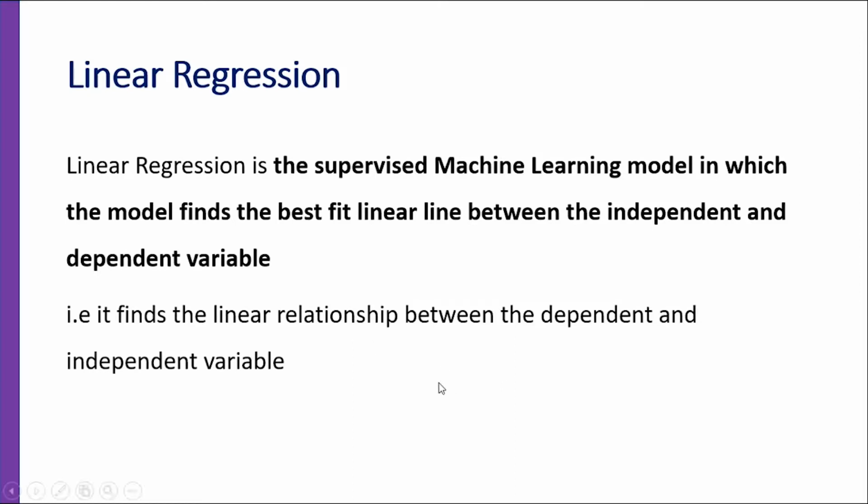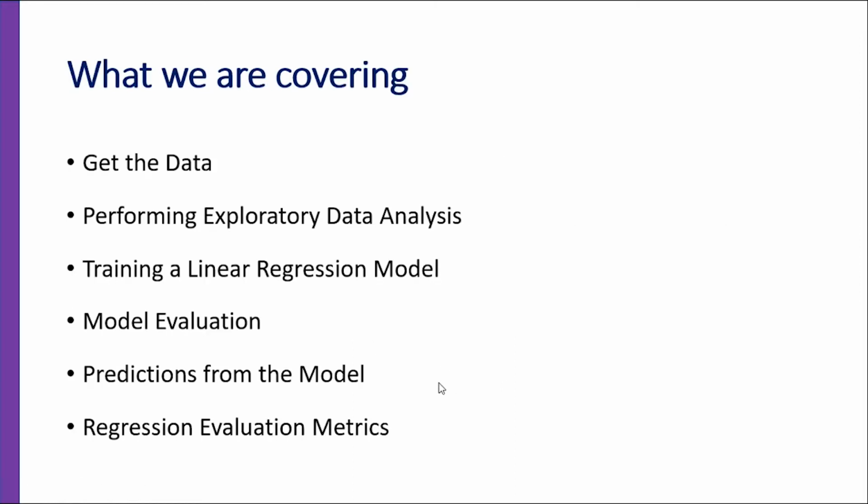Okay, so what are the steps we'll be covering here? First, we'll be looking at how we get our data. We'll perform exploratory data analysis. We'll begin with training a linear regression model. We'll evaluate the model, get predictions from the model, and then perform our regression evaluation metrics. So for the first part of this series, we'll look at getting the data and performing exploratory data analysis. Let's head over to our Jupyter notebook and get cracking.